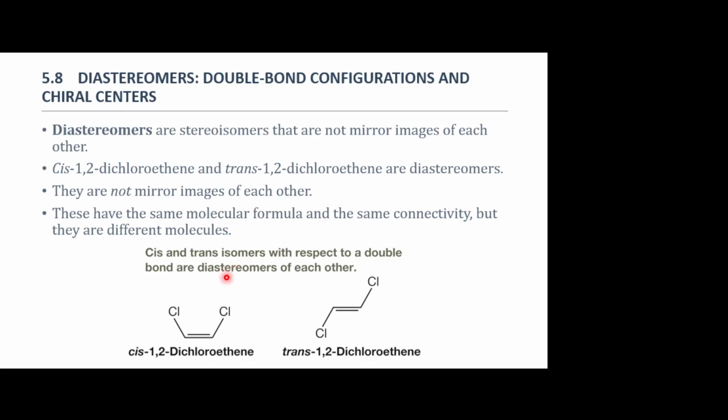So here we have the cis dichloroethene. Here we have the trans dichloroethene. And again, they are very clearly not mirror images of each other, right?